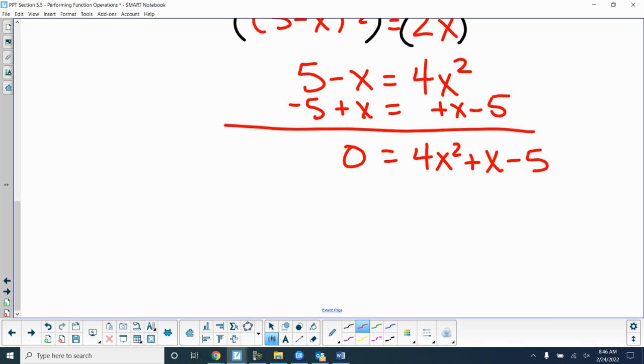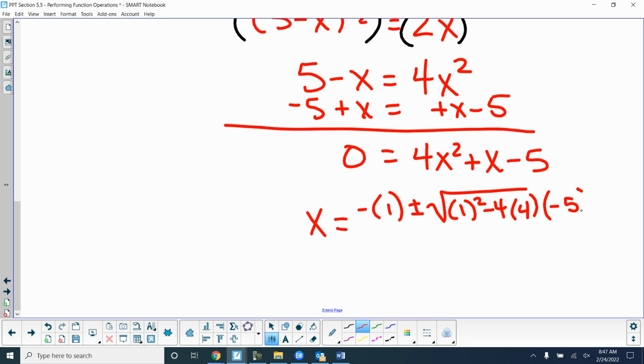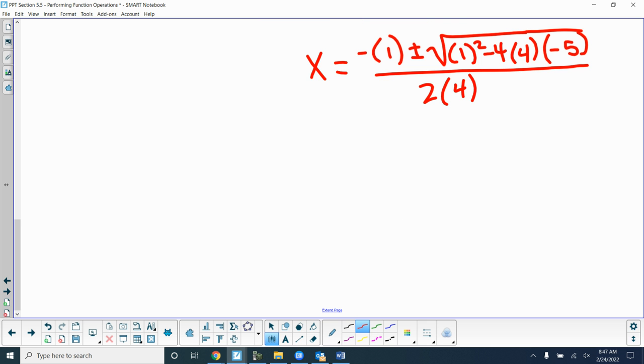So let's just use the quadratic formula because, you know, this will factor, I think, but we'll just do that for practice on the quadratic. So b is what? 1. What's a? 4. And what's c? -5. Over 2 times a, right? So negative b plus or minus the square root of b squared minus 4ac over 2a, right?